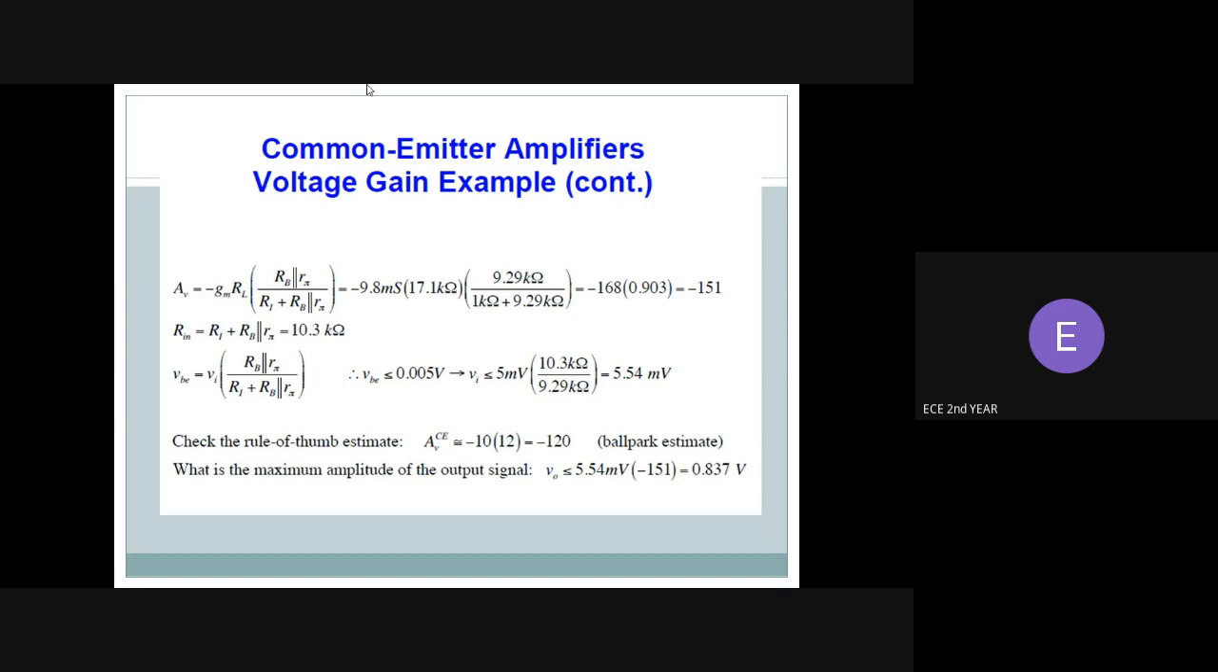So finally, we have solved all the problems and derived the current gain, the voltage gain, and the input resistance. Finally, using the thumb rule, we found the input voltage as 120 and the output voltage as 0.87 volt.